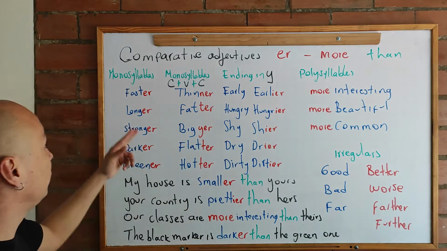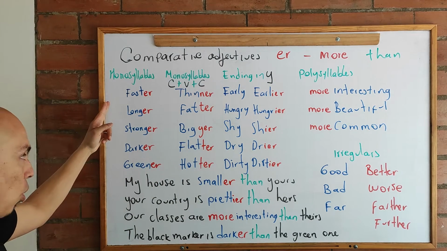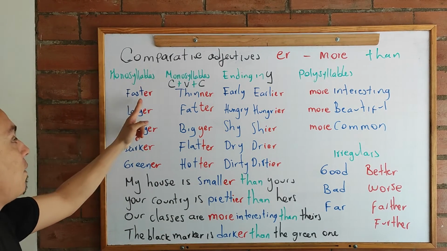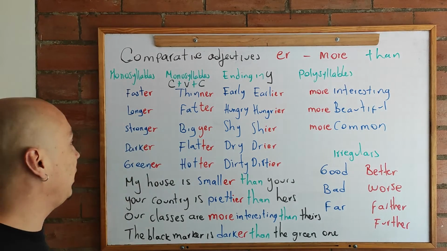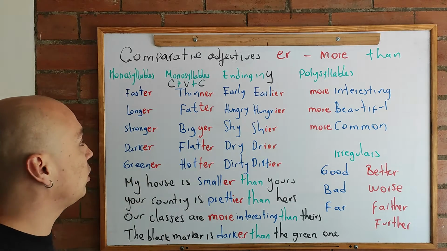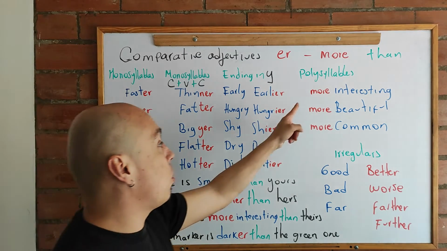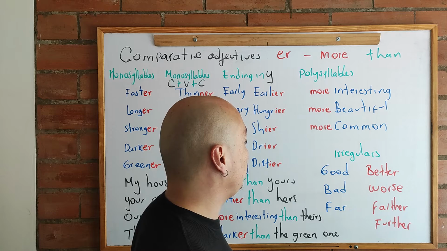In the same way, more fast, no. More long, no, please. Faster, longer. More fat, no. Fatter, okay? ER for monosyllables and adjectives ending in Y, and more for polysyllables.